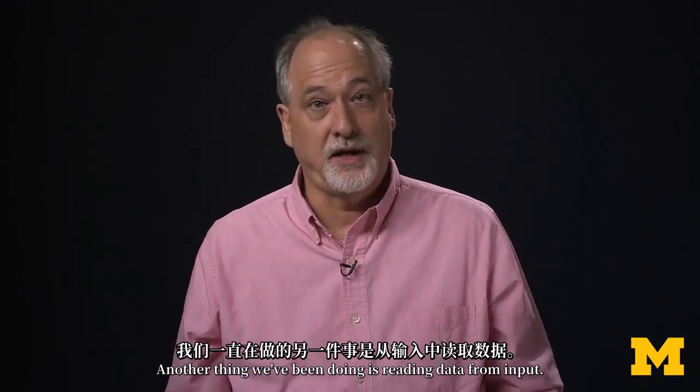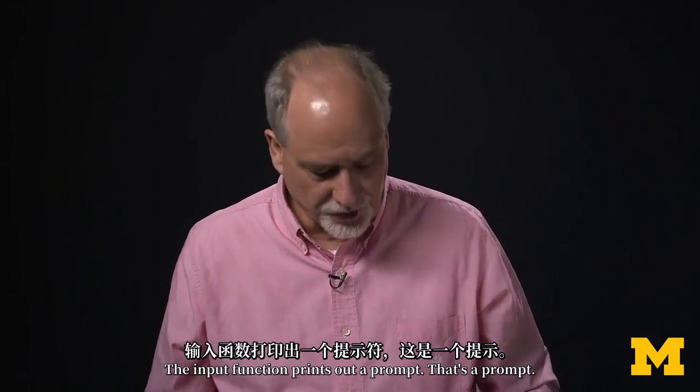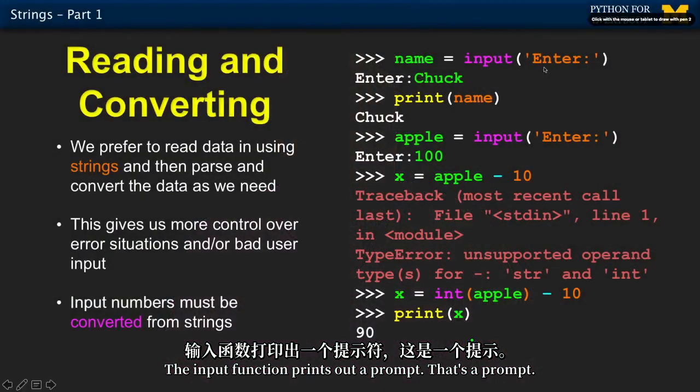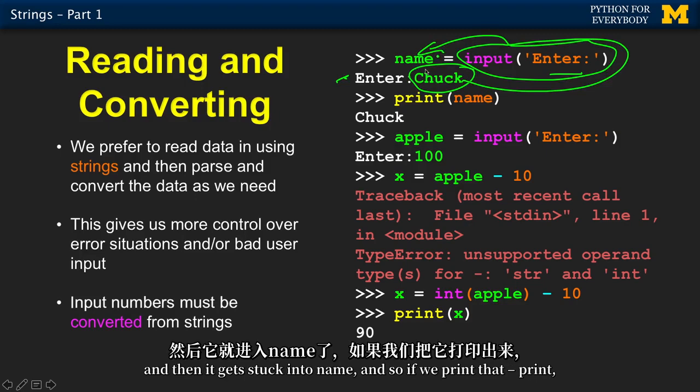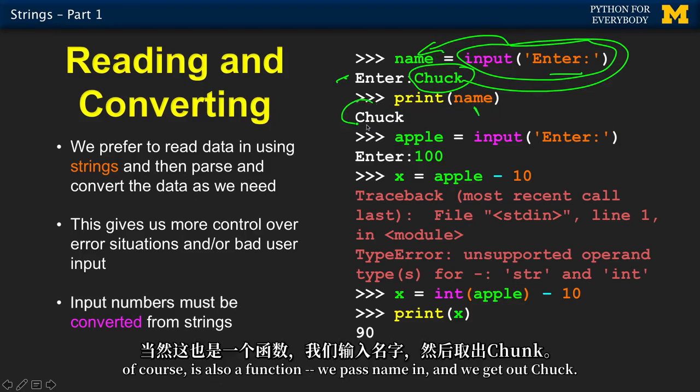Another thing we've been doing is reading data from input. The input function prints out a prompt. That's the prompt. We type something, and then whatever that is comes back as the result of the function, and then it gets stuck into name. And if we print that, print, of course, is also a function, we pass name in, we get out Chuck.